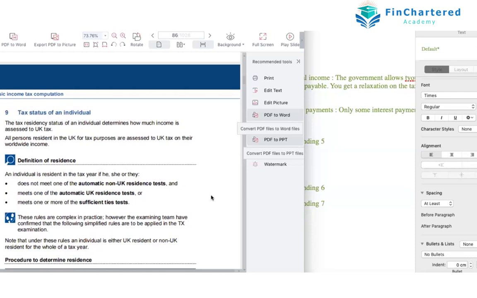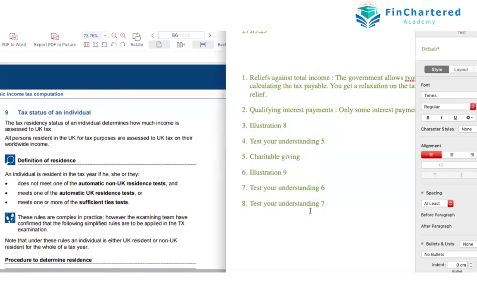So basically, what this is telling you is, in this section, we're going to look at when will you be treated as a UK resident and when will you not be treated as a UK resident. And that is what you're going to learn in this section. So this is talking about residence tax status of an individual. Right. So in this case, what do we do?